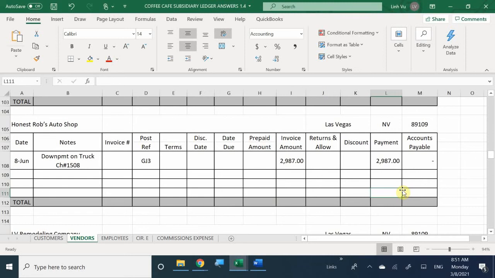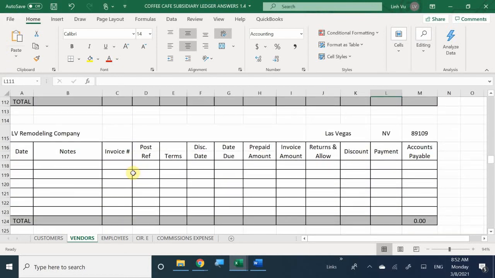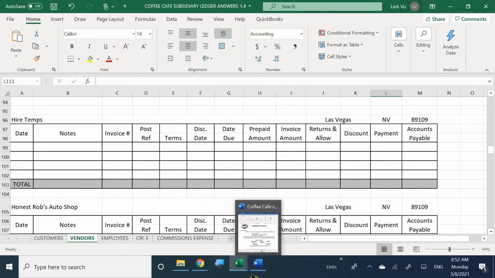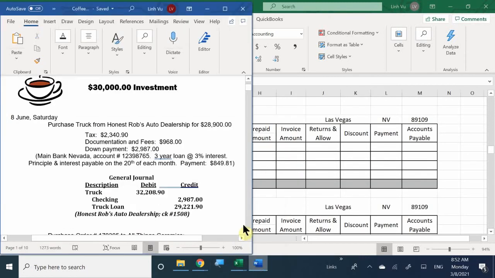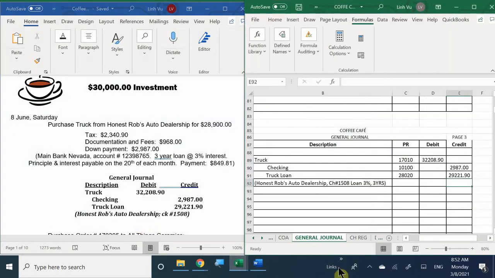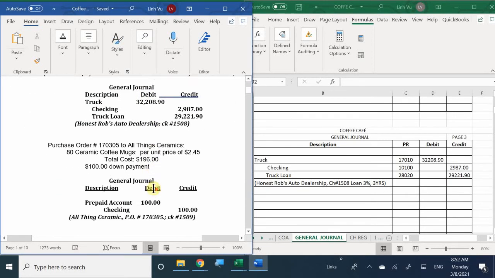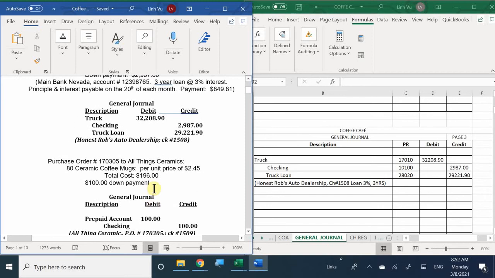Here we are. So here we don't owe Honest anymore. We now owe the main national bank account. All right. Okay, so let's go ahead and move on because we're done with that section. Okay. So now that we got the truck loan, all right, so what has happened next?